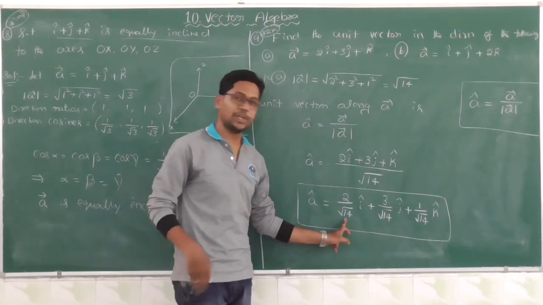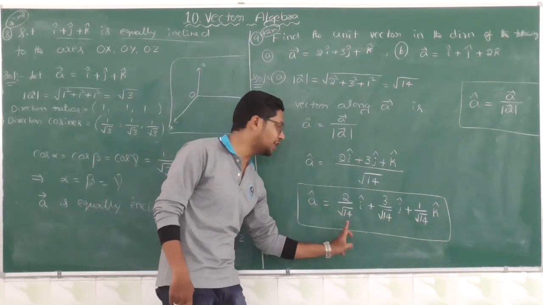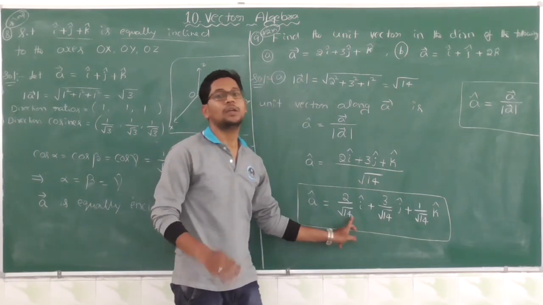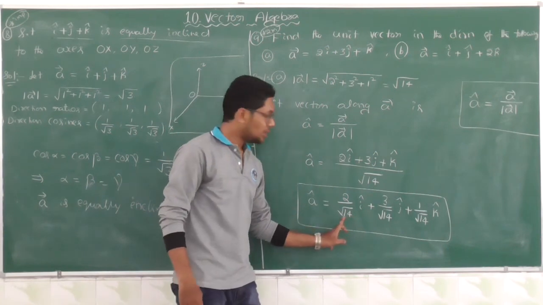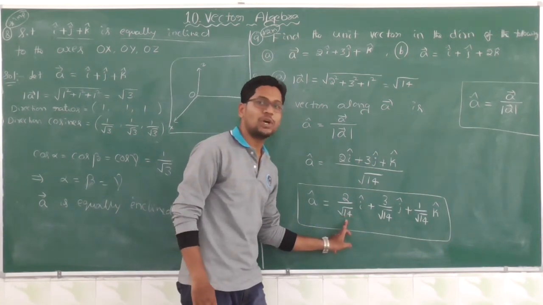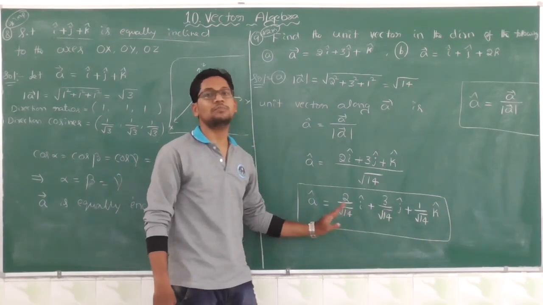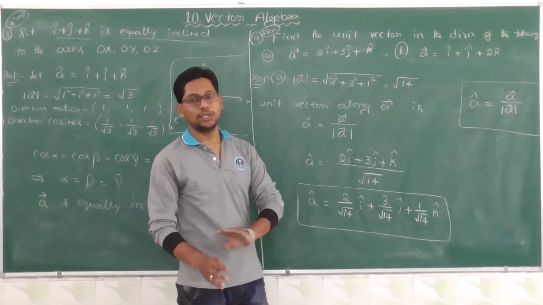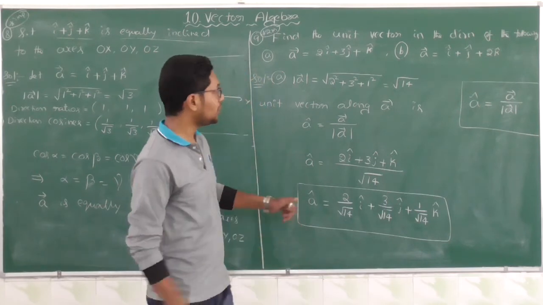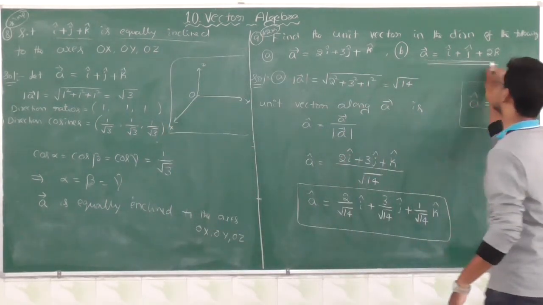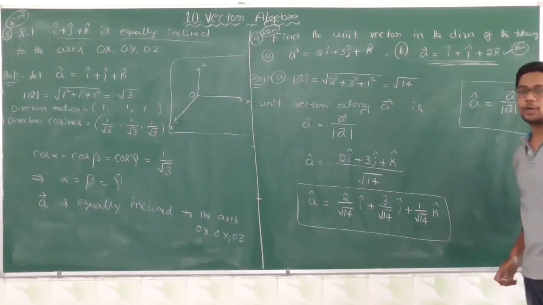You just verify yourself, find out the magnitude of this A cap. If that is equal to 1, then our answer is correct. If it is not equal to 1, that is the magnitude of A cap is not equal to 1, then we did some mistake in the problem. Okay? The magnitude of a unit vector must be equal to 1, right? Next, here we have the second one. Second question we have, it is the problem homework.